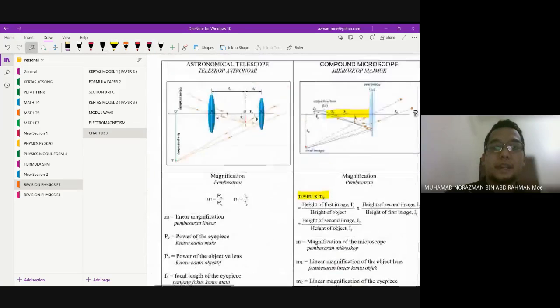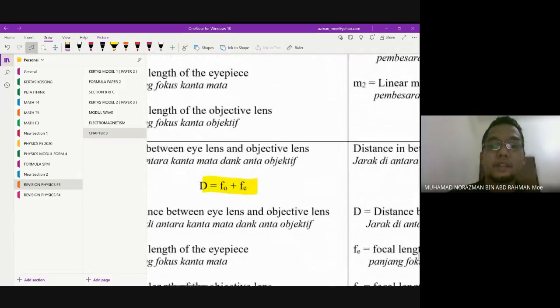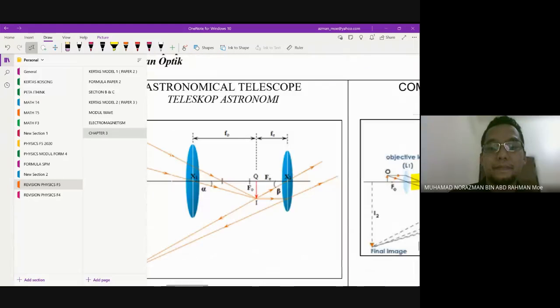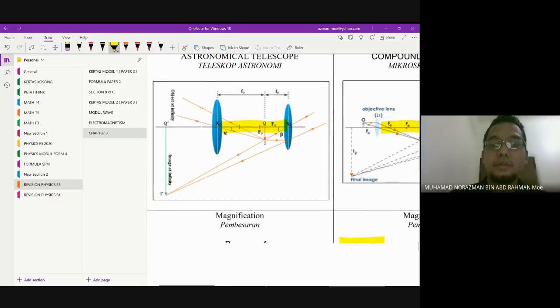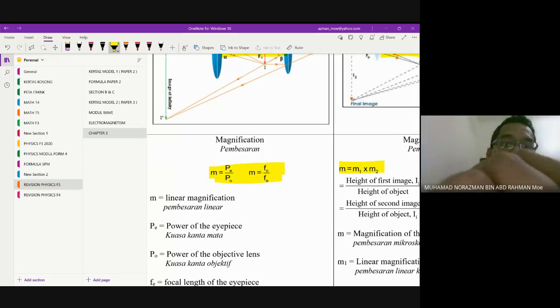For telescope, distance between two lenses is equal to focal length of objective lens plus focal length of eyepiece lens. Okay, that is for telescope. Magnification value is equal to power of eyepiece over power of objective lens, or yang selalu kita ingat yang ni lah, FO over FE.